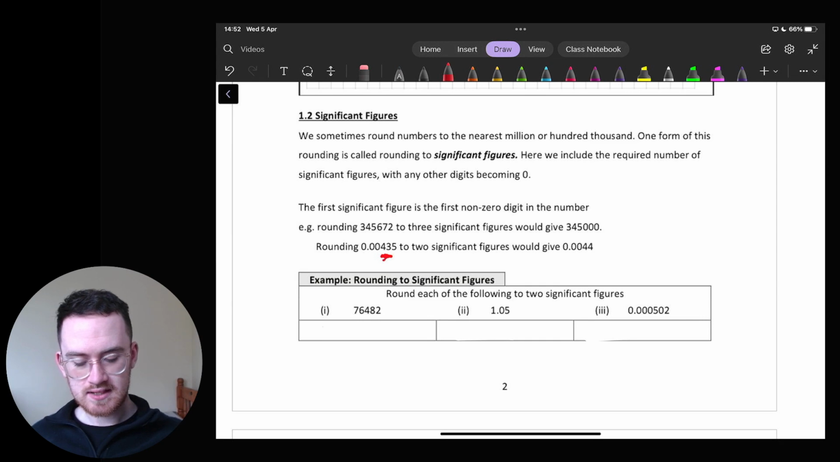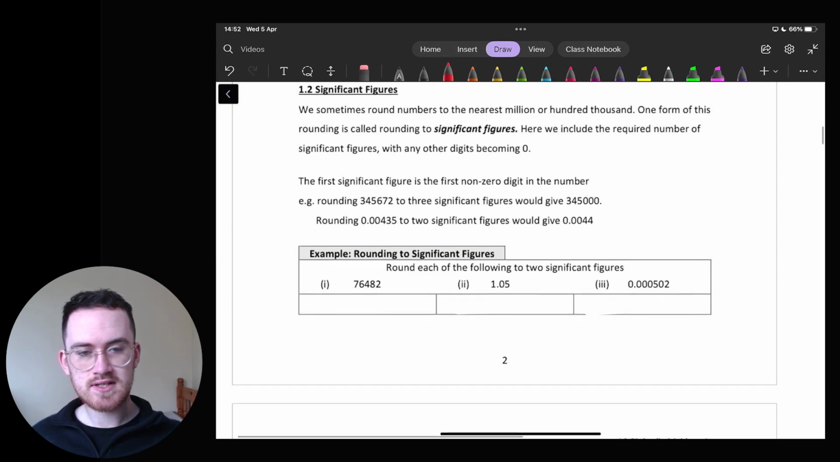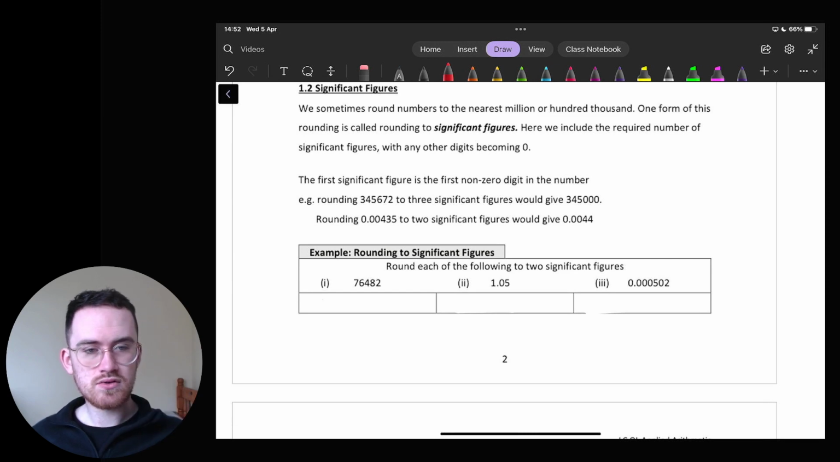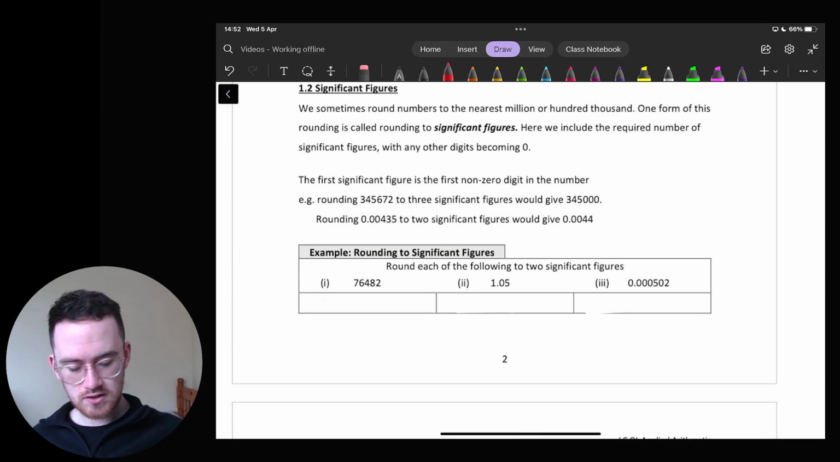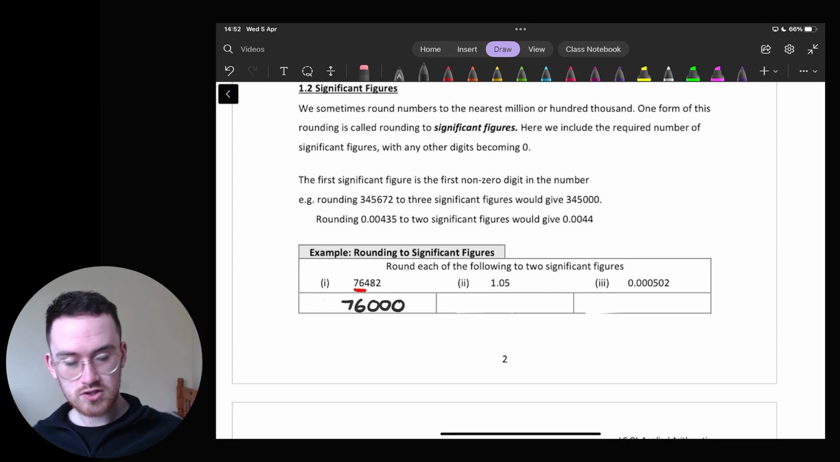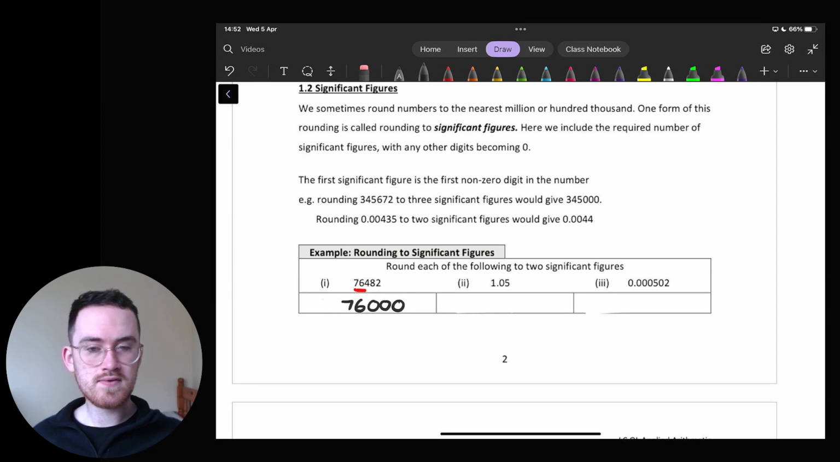So let's just see that in action then. For the next part, 76,482. So if we're rounding 76,482 to two significant figures, well, we only want to have 2. So it's going to be 76, and we're not going to round up because the next number is 4, so it just becomes 76,000. Okay, we're rounding in the same way that we were in the previous part.